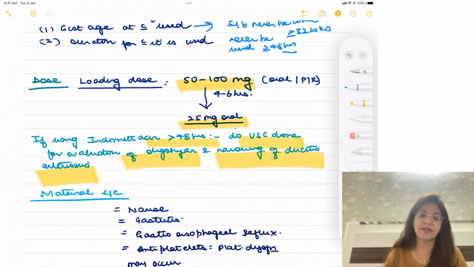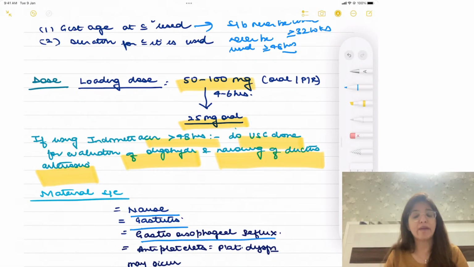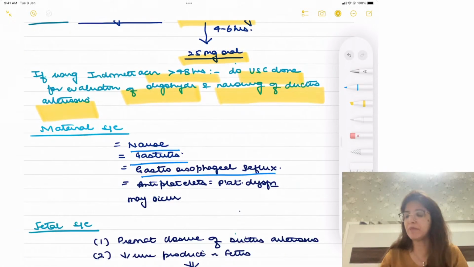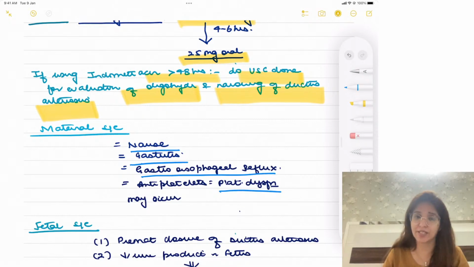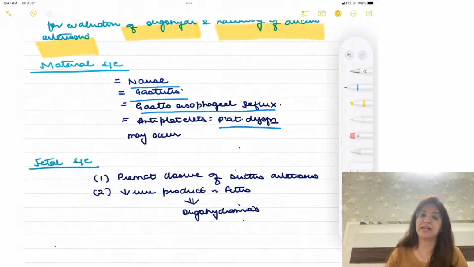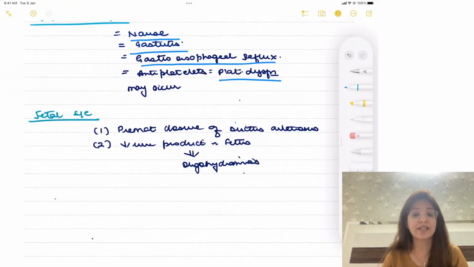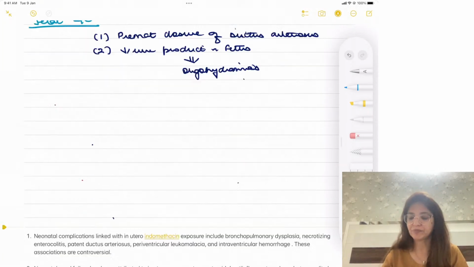Now, what are the maternal side effects of indomethacin? They are like those of any COX inhibitor: nausea, gastritis, gastroesophageal reflux, and because it's an antiplatelet drug, there could be platelet dysfunction. But most of the effects are nausea, gastritis, and GI reflux, right? The fetal side effects are, number one, it promotes closure of the ductus arteriosus. That is why it is never given beyond 32 weeks. And it can lead to decreased urine production in the fetus, which may lead to oligohydramnios.